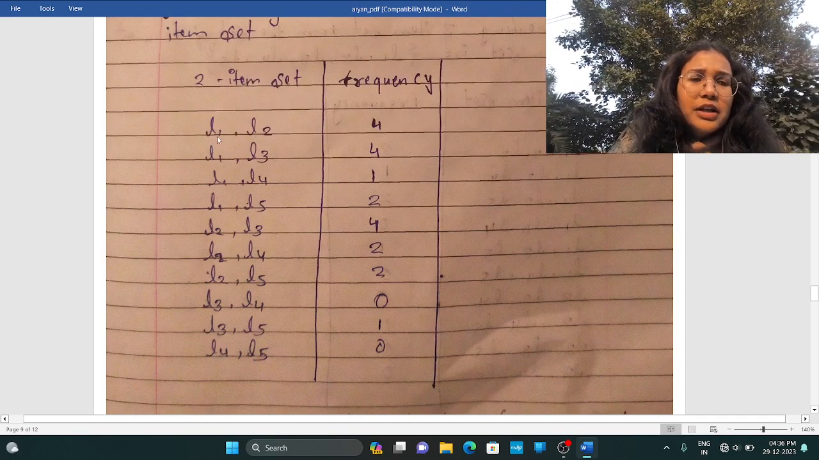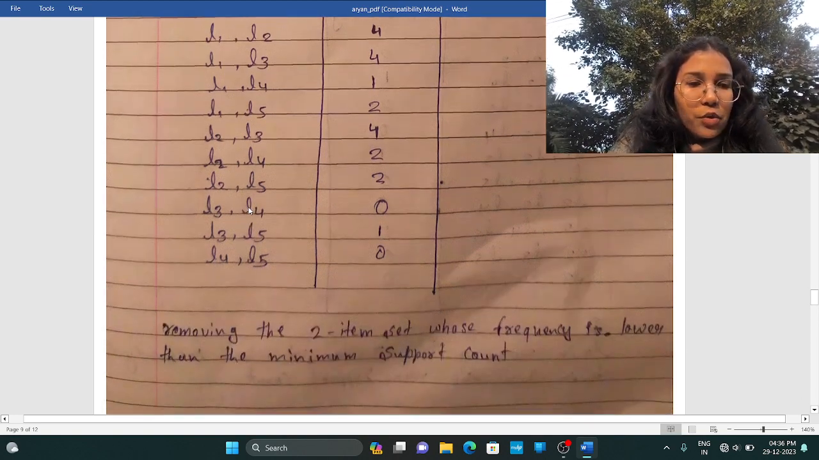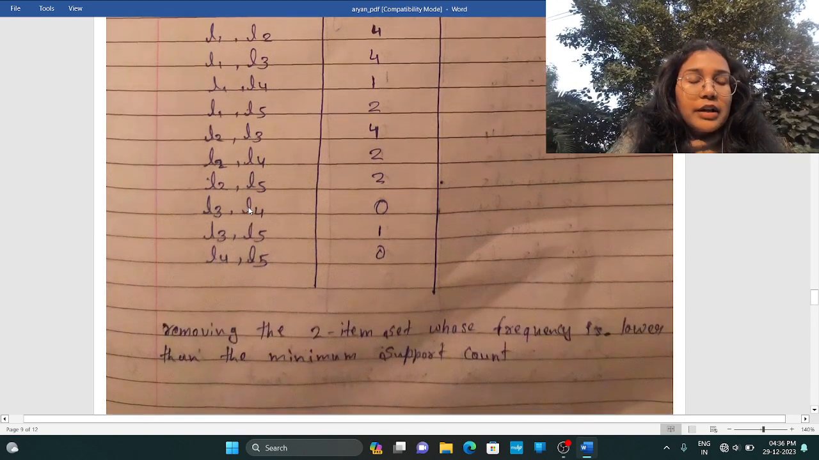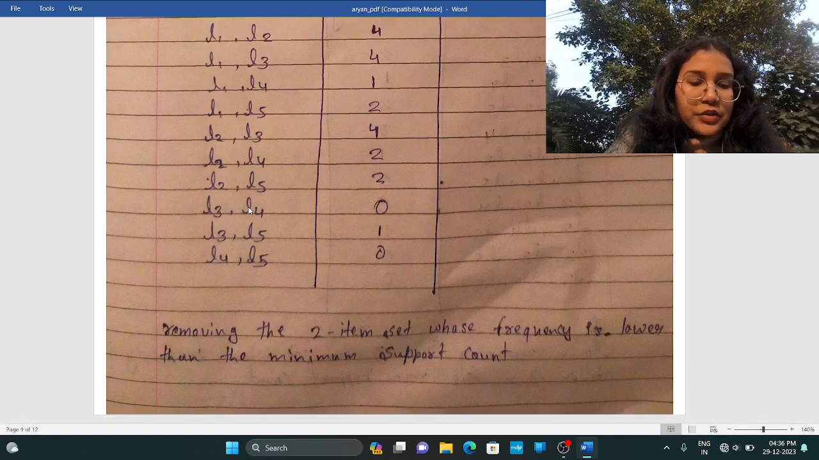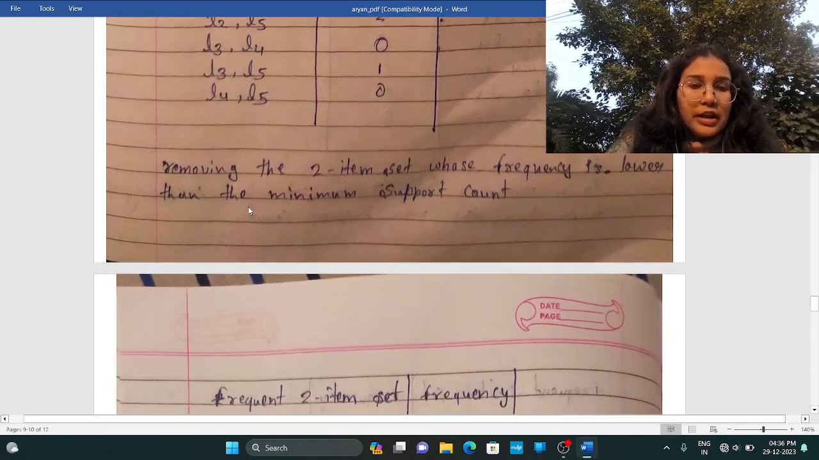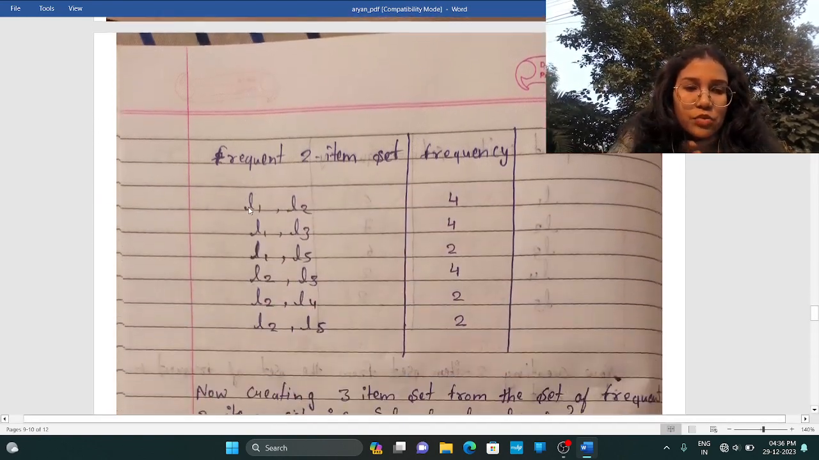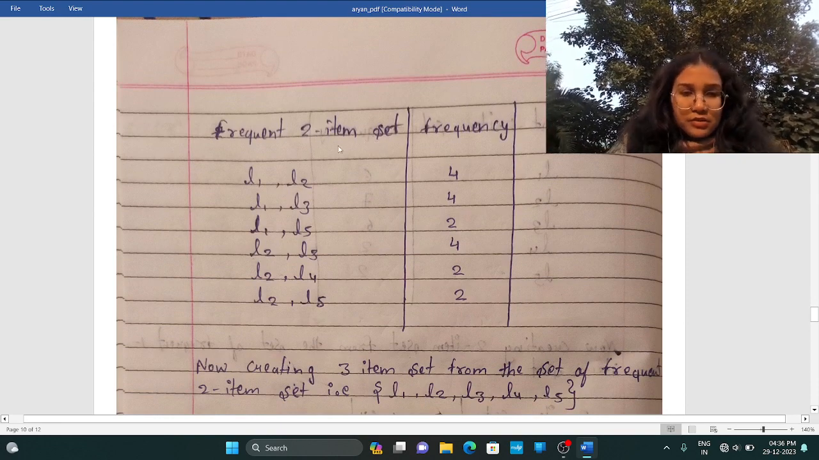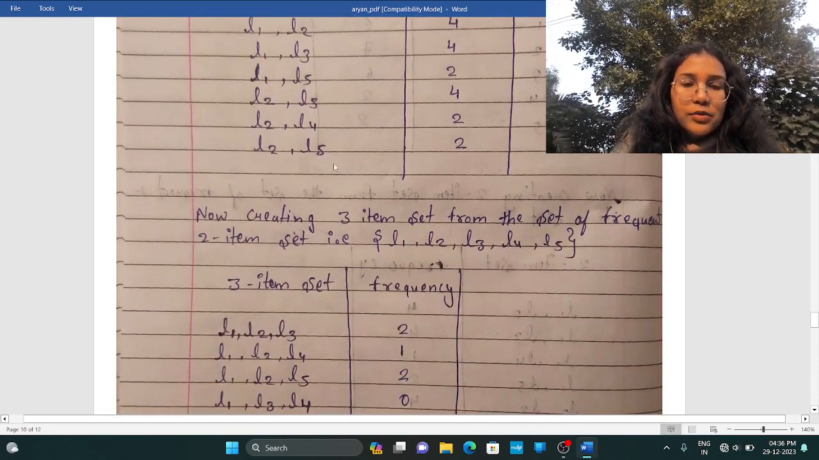In the two item sets, we have L1, L2 is 4, L1, L3 is 4, L1, L4 is 1, L1, L5 is 2, L2, L3 is 4, L2, L4 is 2, L2, L5 is 2, and L3, L4 is 0. L3, L5 is 1, and L4, L5 is 0. Removing the two item sets whose frequency is lower than the minimum support count, the frequent two item set is L1, L2 is 4, L1, L3 is 4, L1, L5 is 2, L2, L3 is 4, L2, L4 is 2, and L2, L5 is 2.